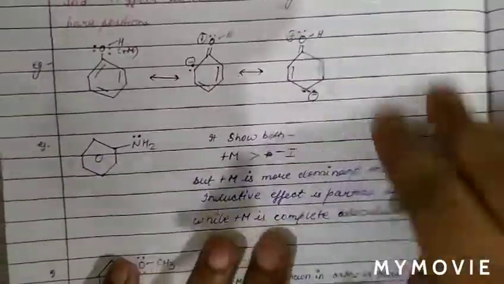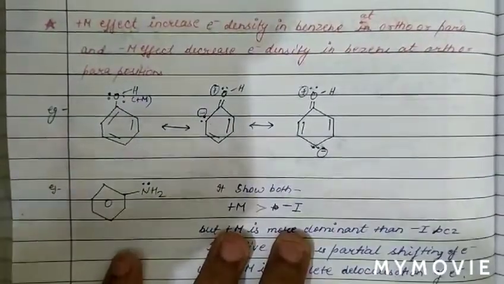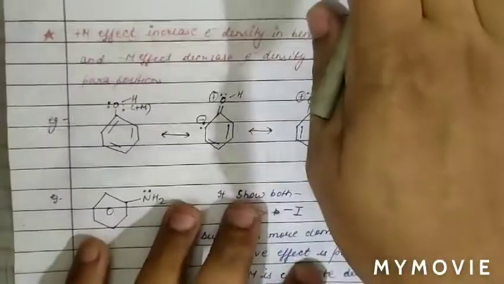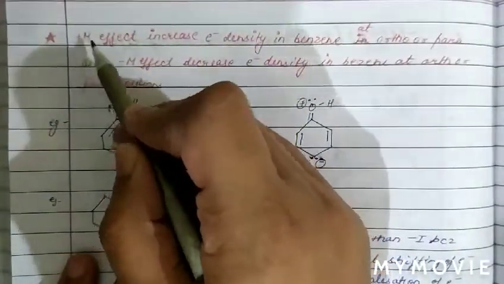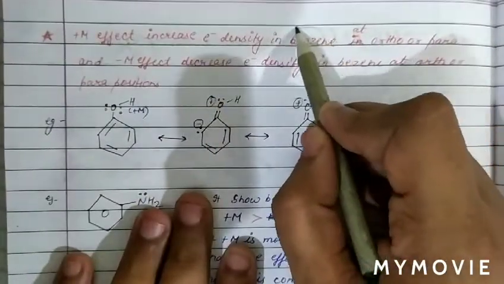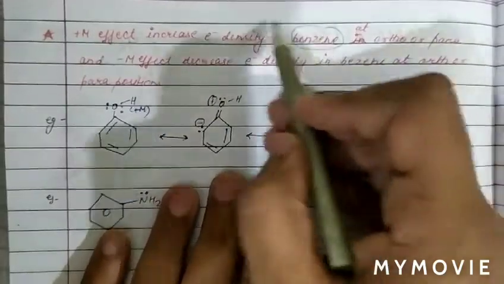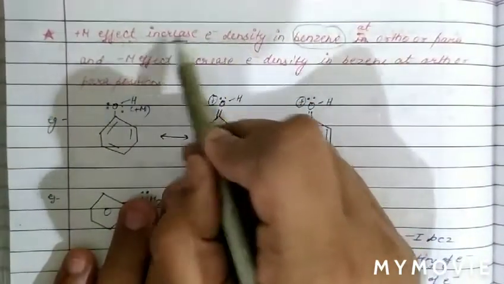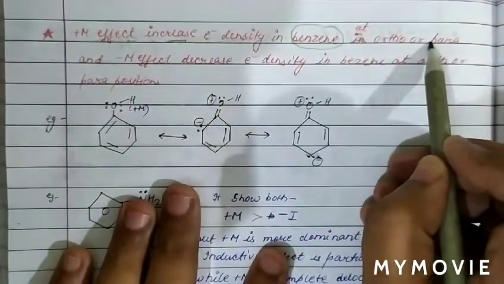Now see the application of plus M and minus M groups. What is the application of plus M and minus M group? Basically, if a plus M group is attached with a benzene ring, then the plus M effect increases the electron density. Plus M effect increases electron density in the benzene ring at ortho and para position.